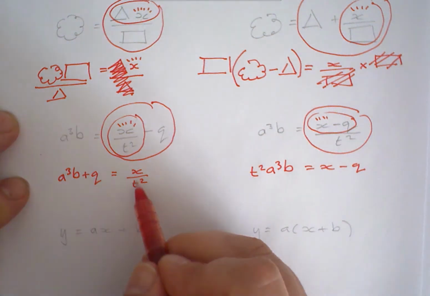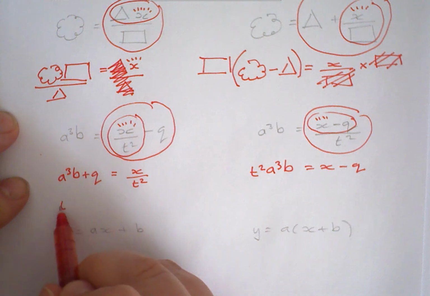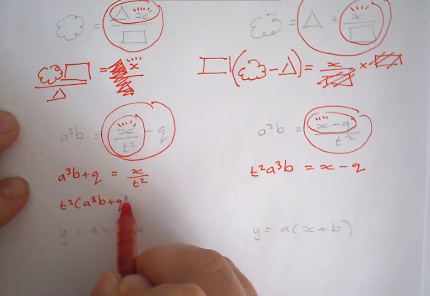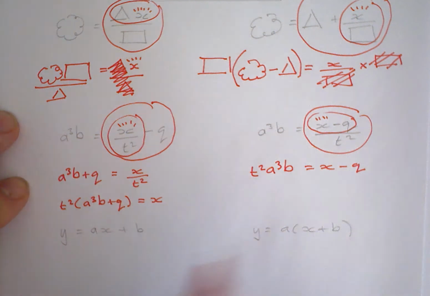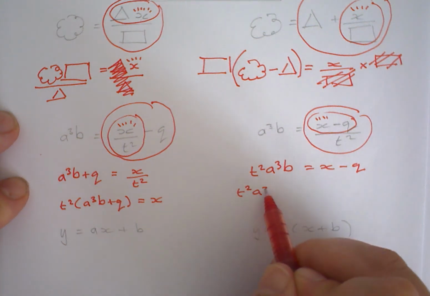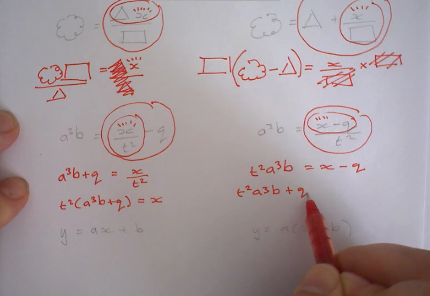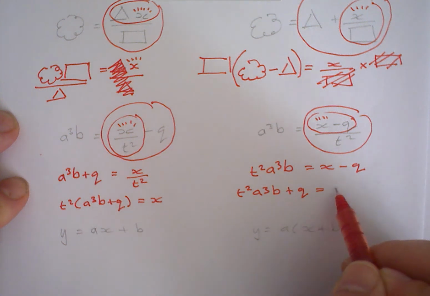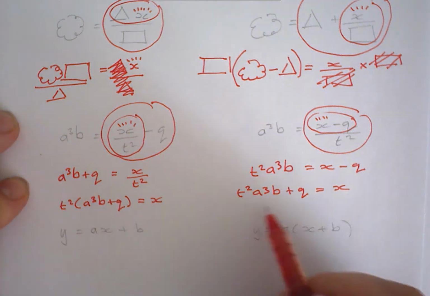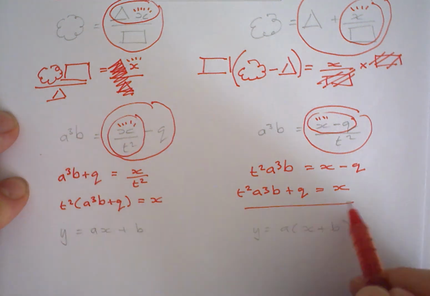Here we've got the dividing of the t squared, so we need to multiply by t squared. And here we've got minus q, so we need to take away q. Add q rather. Okay, so basically same operations, different order.